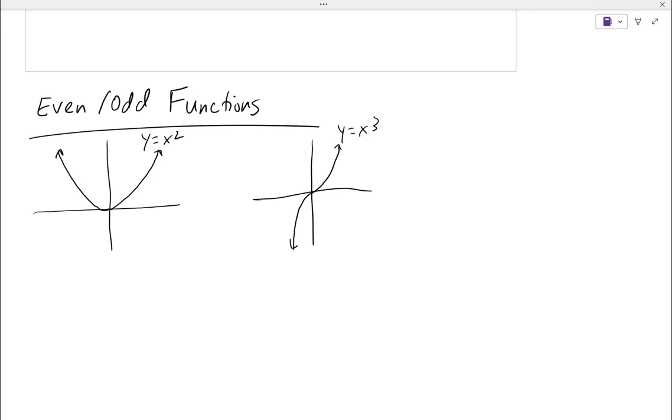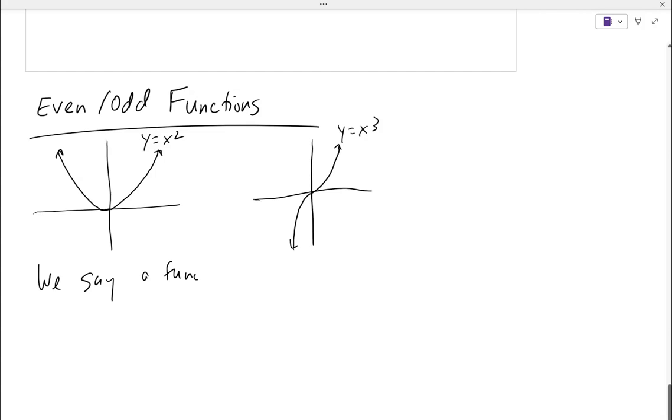What do you notice about the powers that we're talking about? X squared, x to the fourth, the powers are even. X cubed, x to the fifth, the powers are odd. So even and odd functions are talking about something about graphical symmetry. Okay?